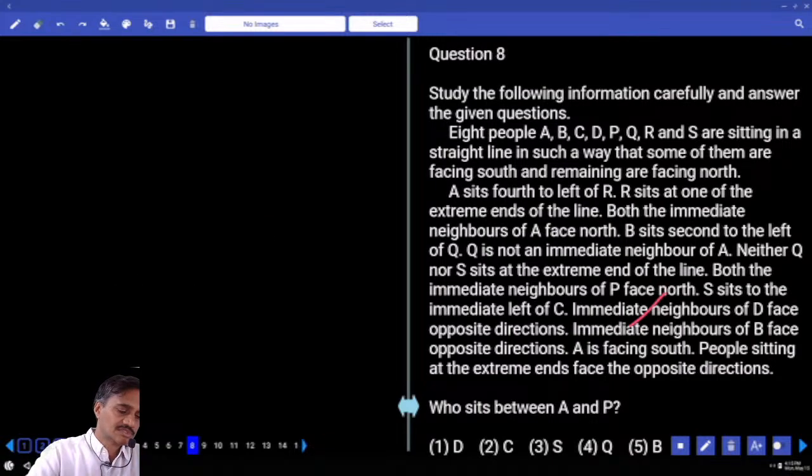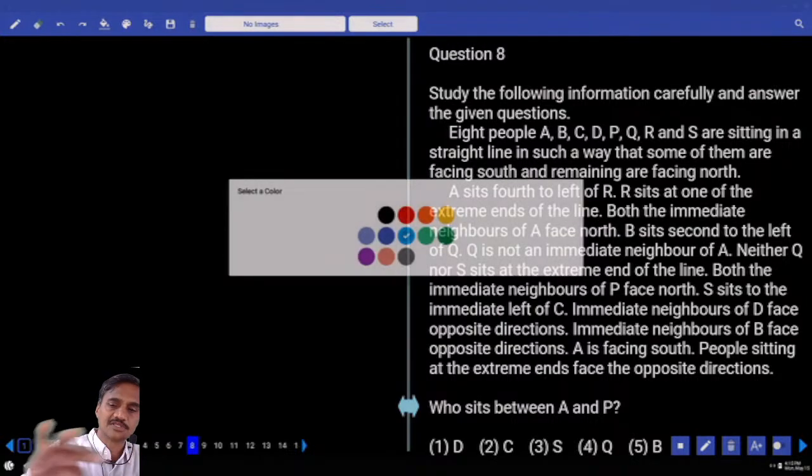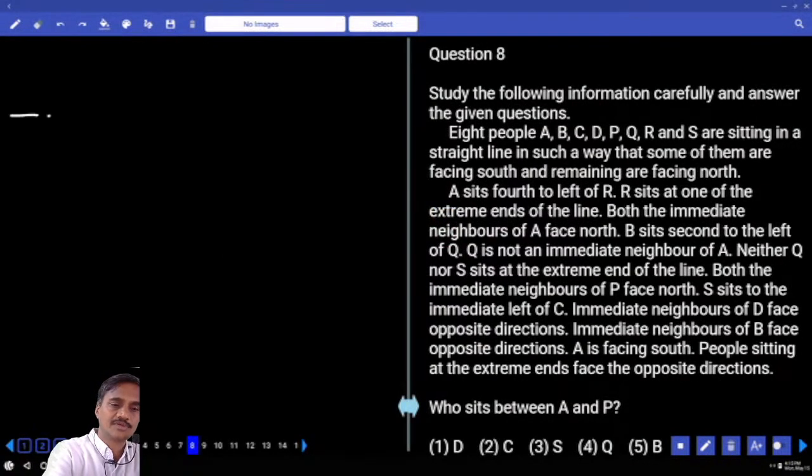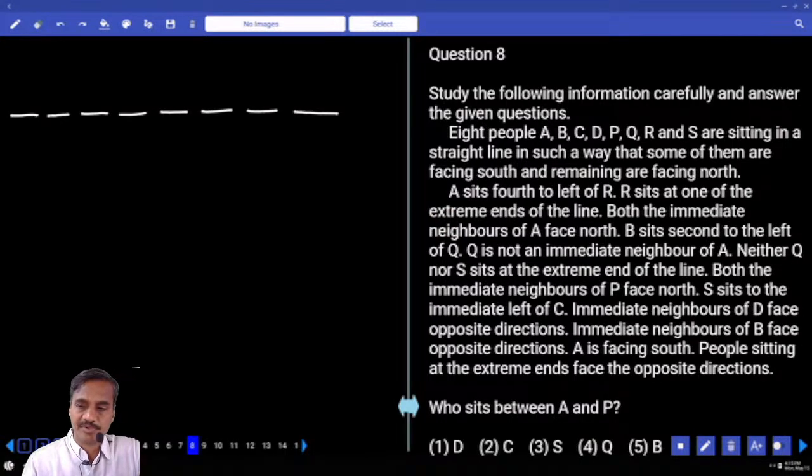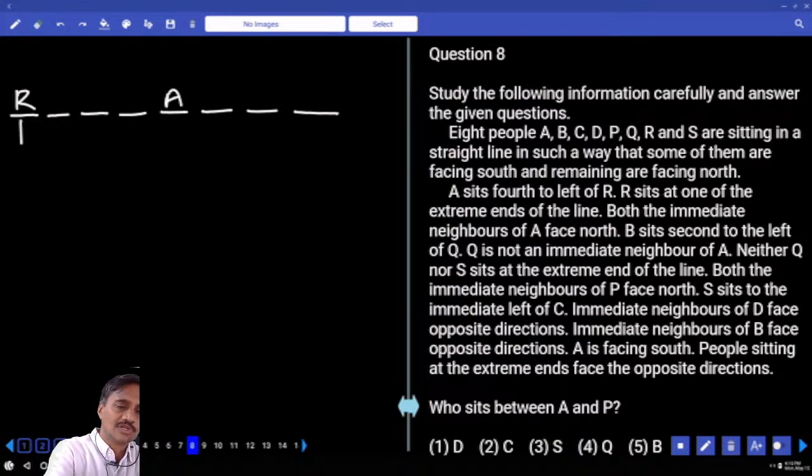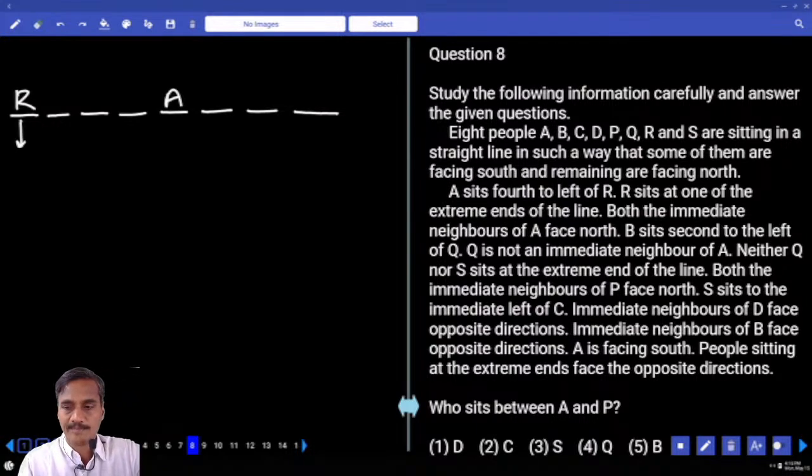Then questions 8 to 13, and they are 8 to 11, are based on row arrangement. Now here, how many persons are there? There are 8 persons: 1, 2, 3, 4, 5, 6, 7, 8. A is 4 to the left of R, and R sits at one of the extreme ends. If R is here, A is 4 to the left of R, facing south.